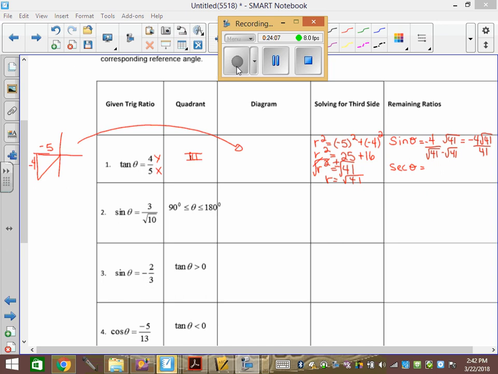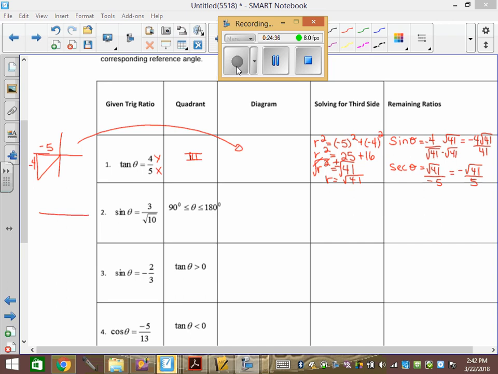Secant is the opposite of cos, so it's r over x. So it's root 41 over negative 5, or negative root 41 over 5. What answer are they going to also have there? Root 41 over 5. Okay? This one gives us the quadrant as well. What quadrant is it in?